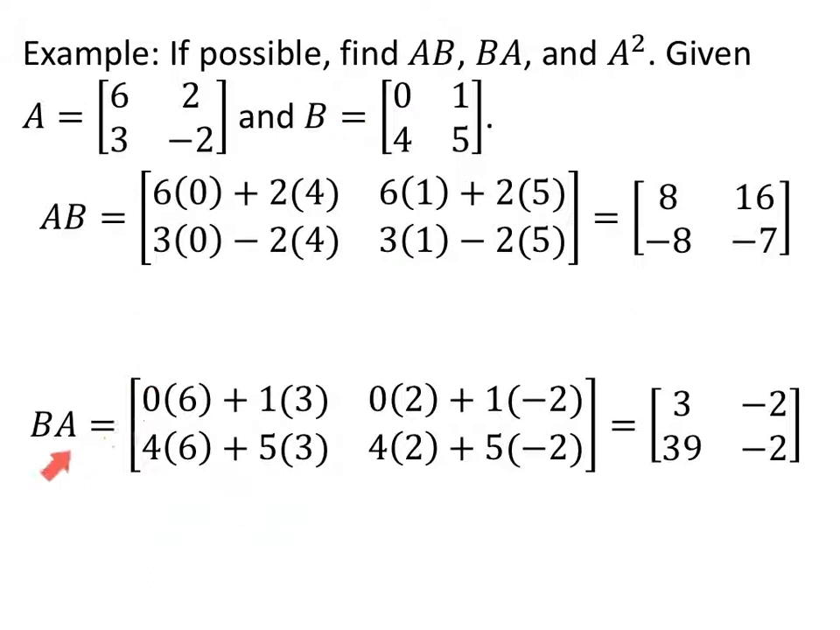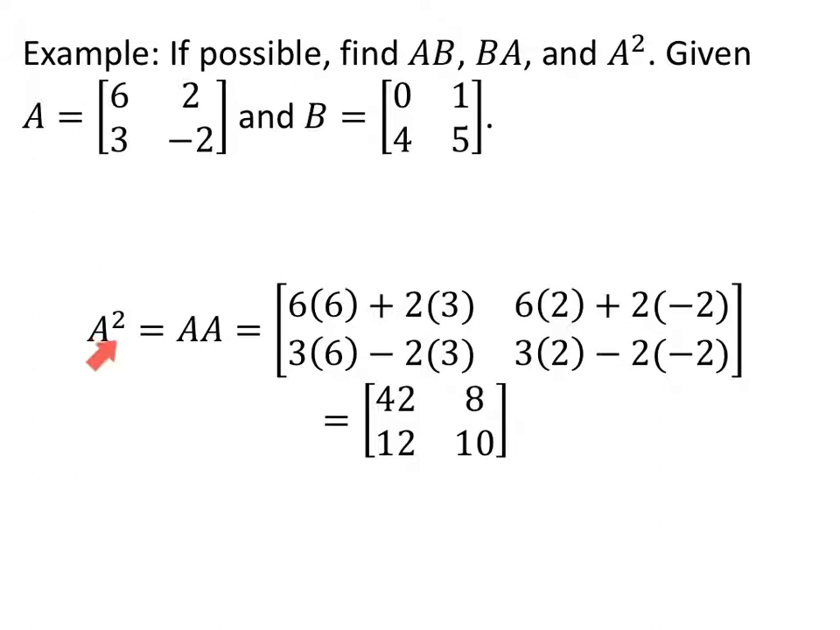Rows of B, right? B times A, it's always rows and then columns, just like our dimension. So we'll take the columns of A. 6, 3, my first column, and 2, -2, my second column. Remember, order matters. Always left to right, top to bottom. Do your little arithmetics, and you'll have your solution.